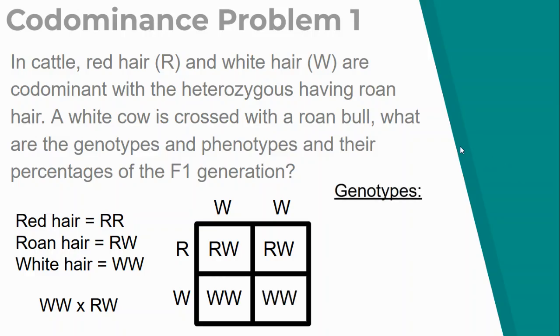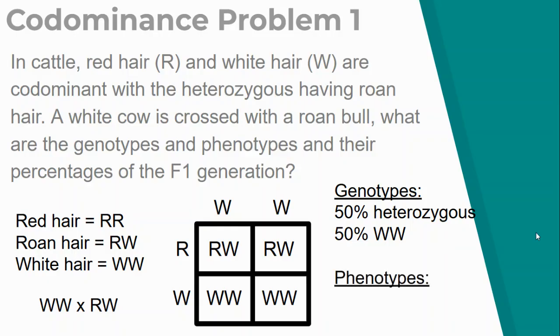For our genotypes, we have 2 out of the 4 boxes being heterozygous, so that's 50%, and 2 of the 4 boxes having WW. Again, we can't just say homozygous because we aren't specifying whether we're homozygous for R or homozygous for W, and we can't say dominant or recessive because there aren't any dominant and recessive alleles anymore. They're both dominant.